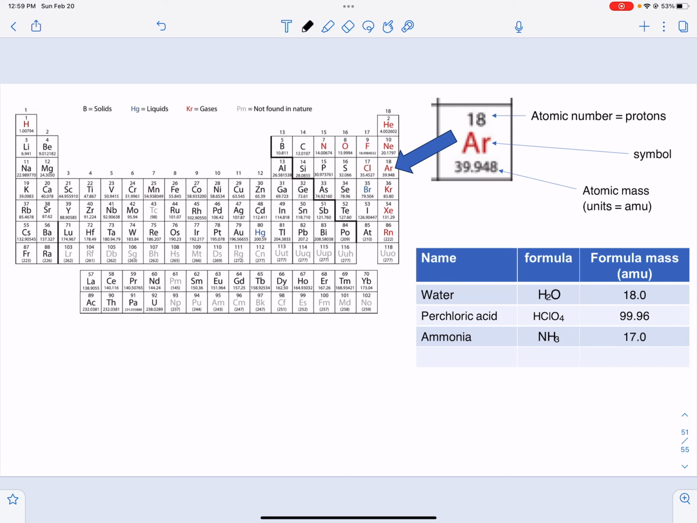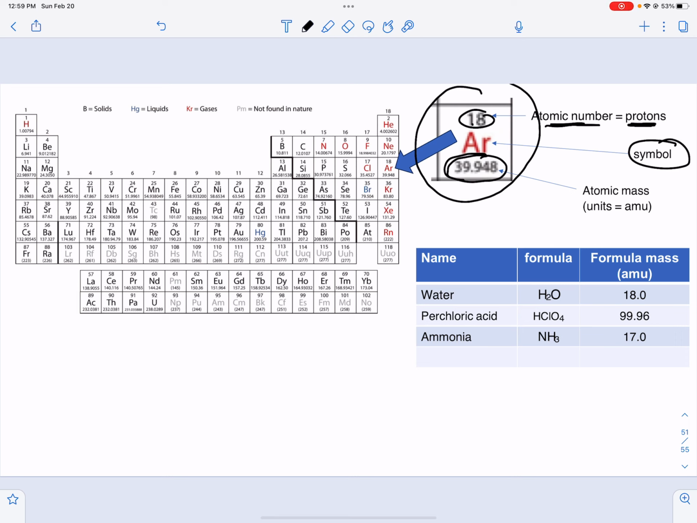And on the periodic table, you're going to have the element information, where it shows you the atomic number, which you know is the same as the number of protons and the number of electrons. It shows you the symbol, and it shows you this number here. This number is what we call the atomic mass, and the units are atomic mass units. So how do we find the formula mass? Well, let me show you this table, and you tell me what we're doing.